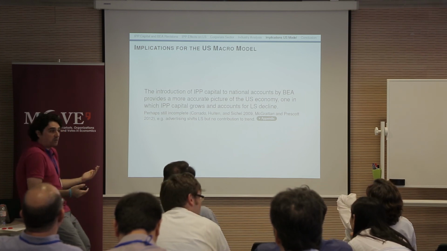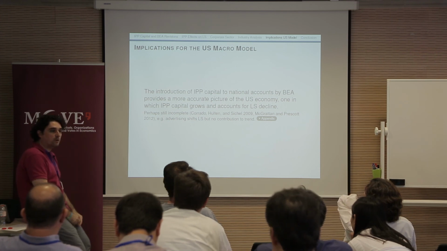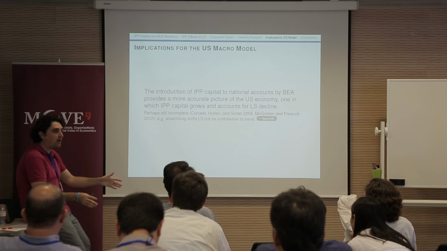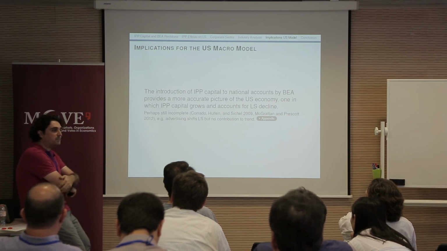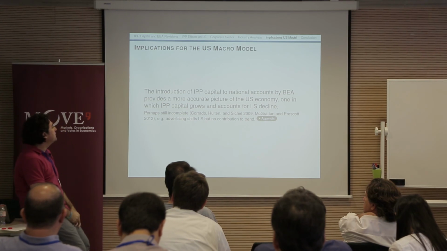Now, what does that imply for the macro model? I know we can think of many ways. One way, perhaps, is what Tomar was saying: maybe we can ignore IPP somehow and think about a world without IPP. Then labor share is trendless. I like the orange line. Fine, you like the orange line.